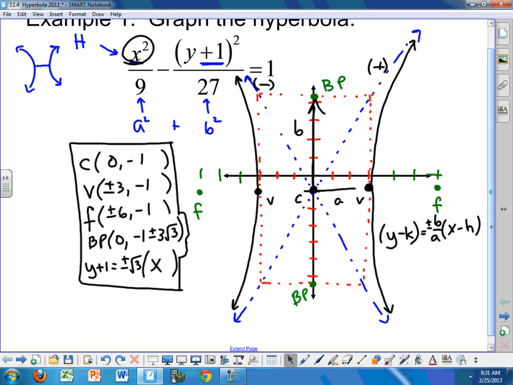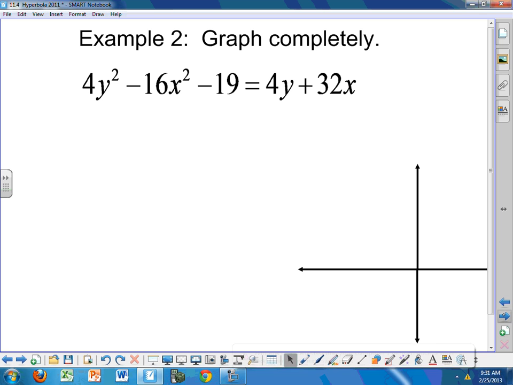Well, that's supposed to be a simple one. Let's move on to one that's a little bit trickier. This one isn't so tricky, it's just that it's in a form that's somewhat undesirable. We're going to have to complete the square for x and y in order to get it into the proper form. So what we'll do is we'll actually work this out.